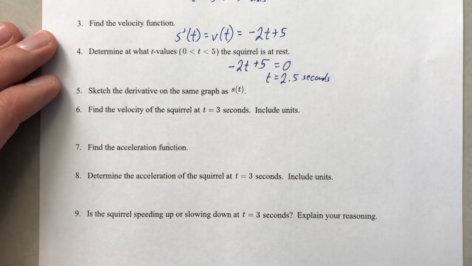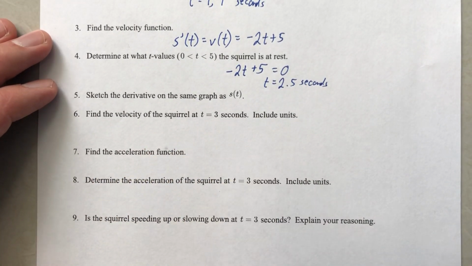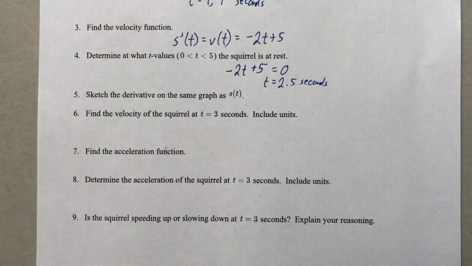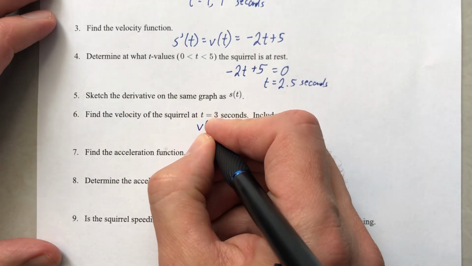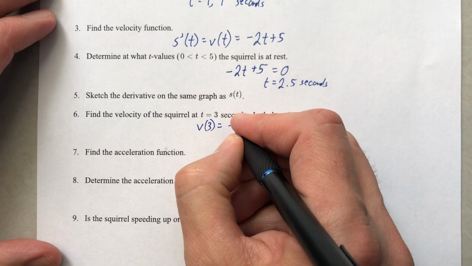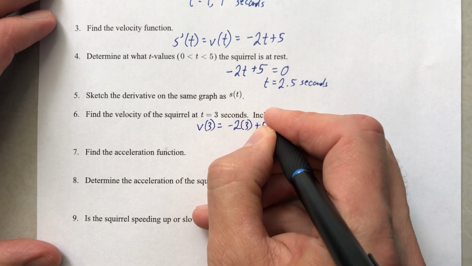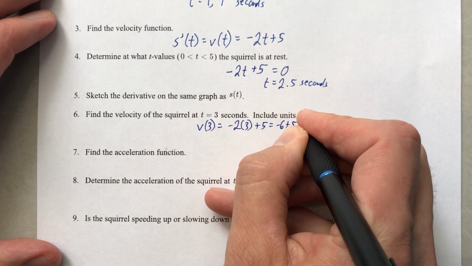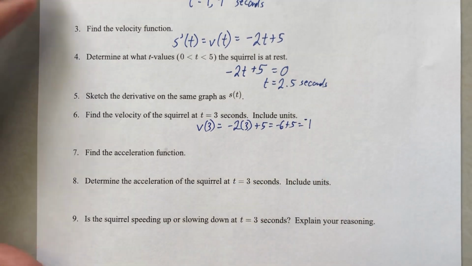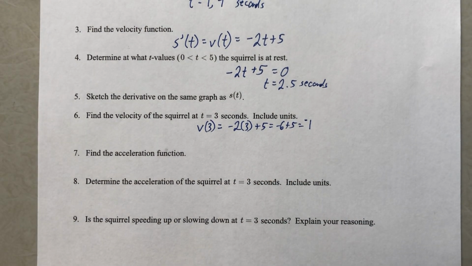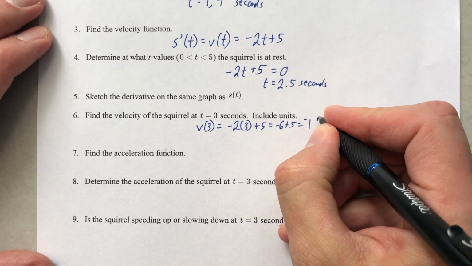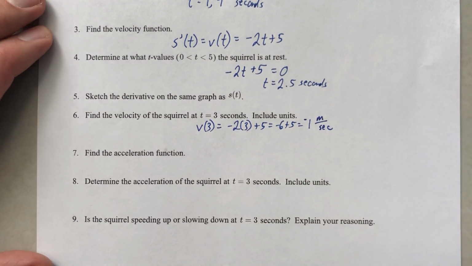Number 6, find the velocity of the squirrel at t equals 3 seconds and include units. This shouldn't be too hard. The velocity at 3 would be -2 times 3 plus 5, which is -6 + 5, which is -1. Well, what are we dealing with? Normally the position of the squirrel would be in meters, but we're dealing with the rate of change of that, and the time is in seconds. So this is -1 meters per second.